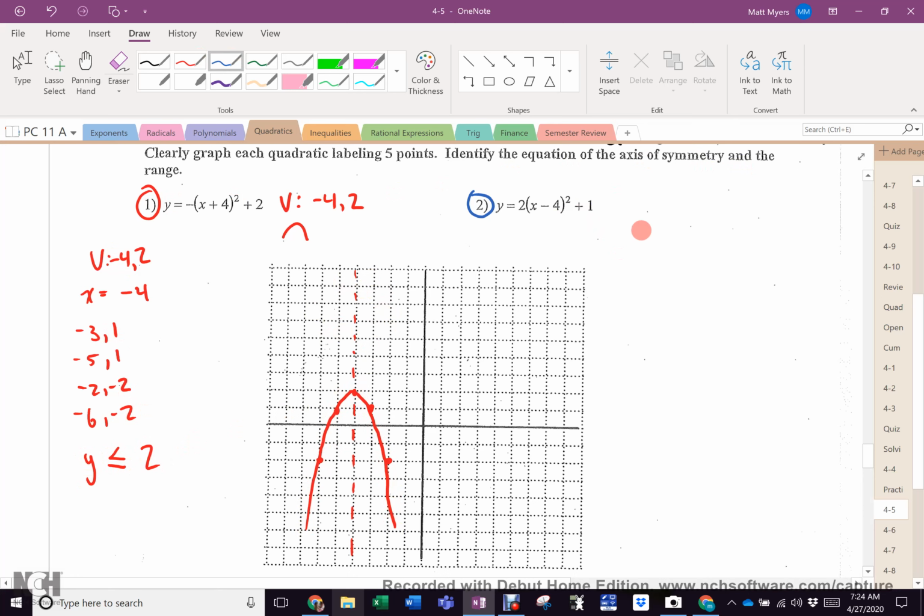So let's do this one. My vertex is 4, 1. My axis of symmetry is x equals 4. And I can see it's a positive parabola, but it's got a stretch. We remember that in a regular parabola, we go over x and we go up or down x squared. But when there's a parabola stretch, when a is a number, we got to remember if there's an a, then we go a times x squared.